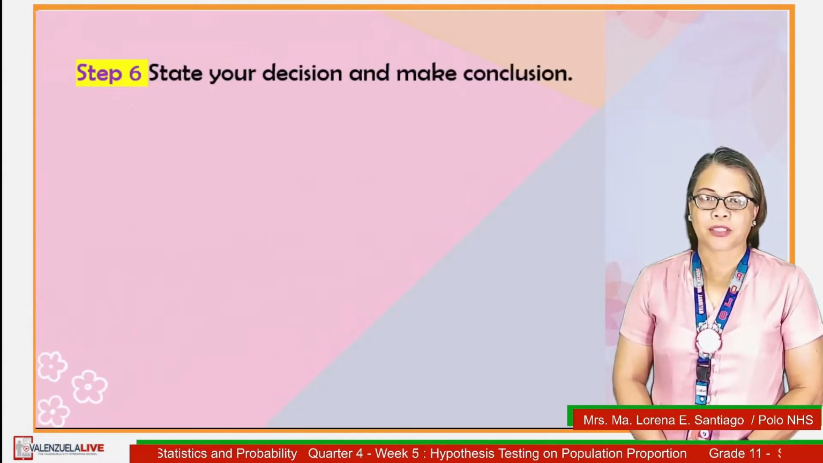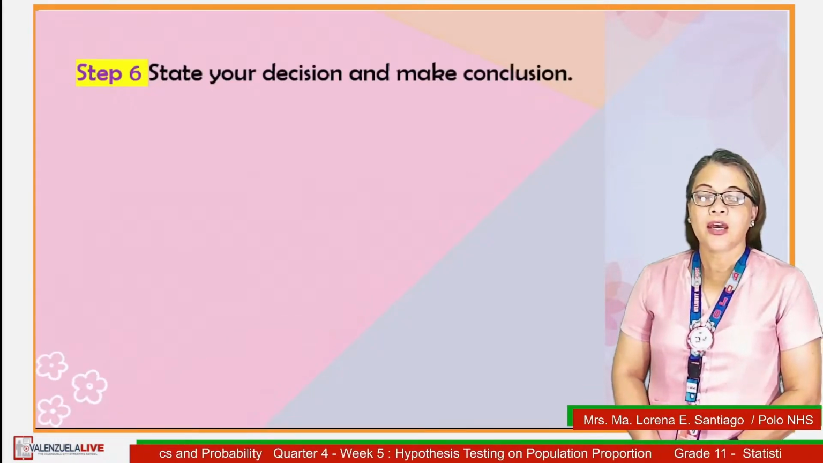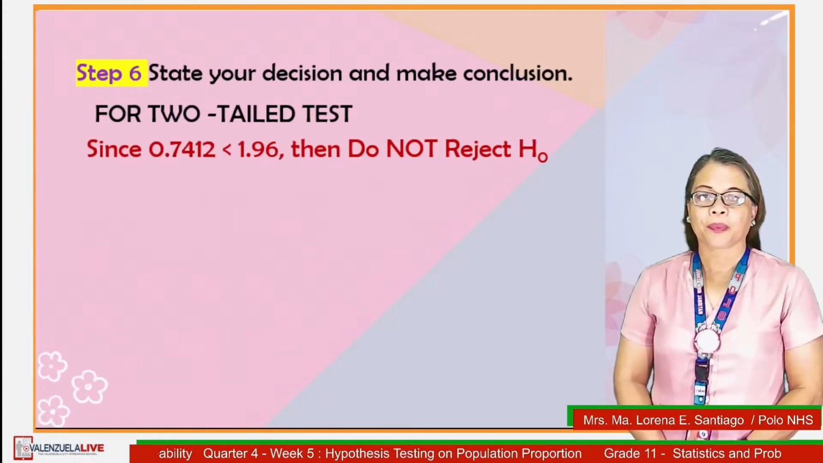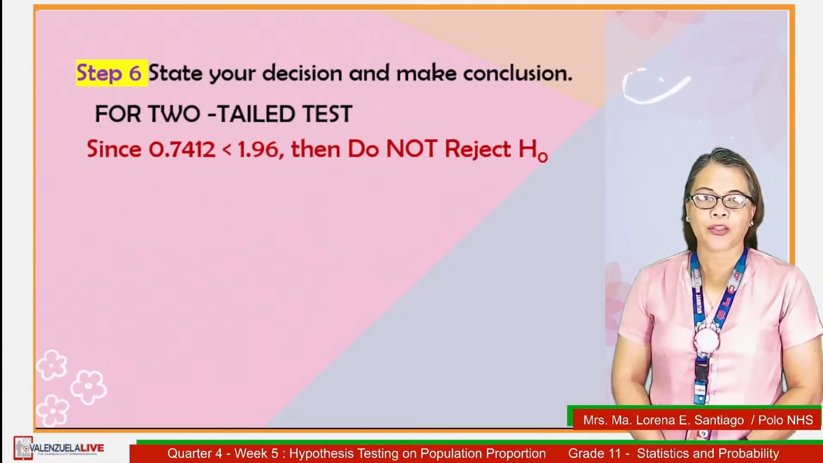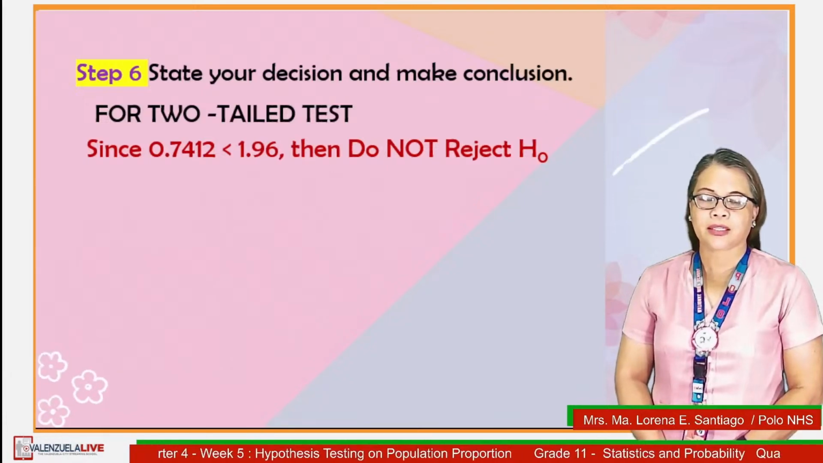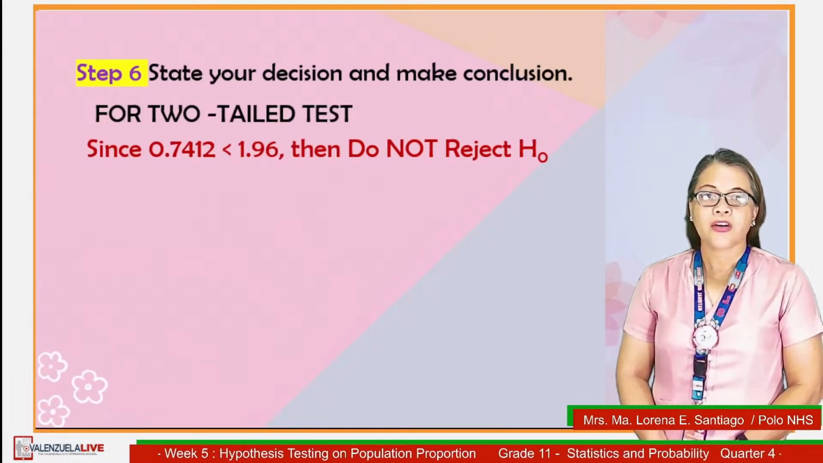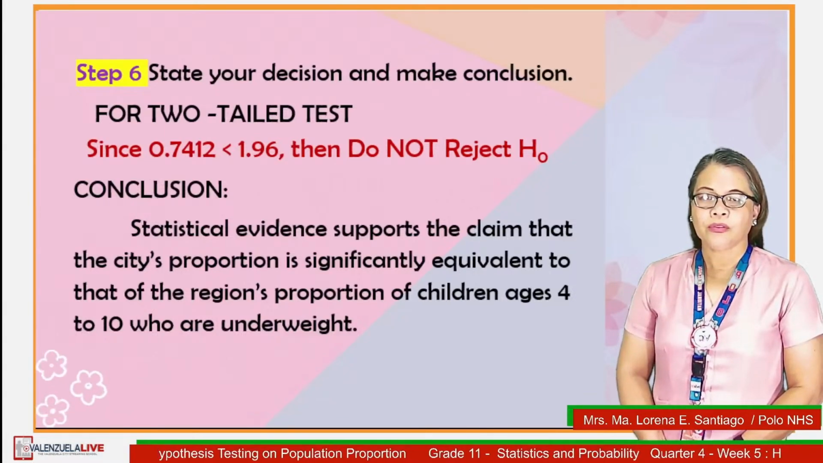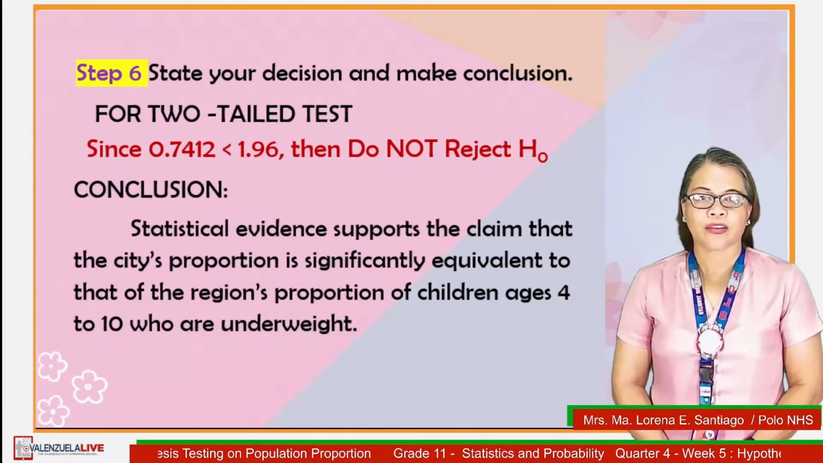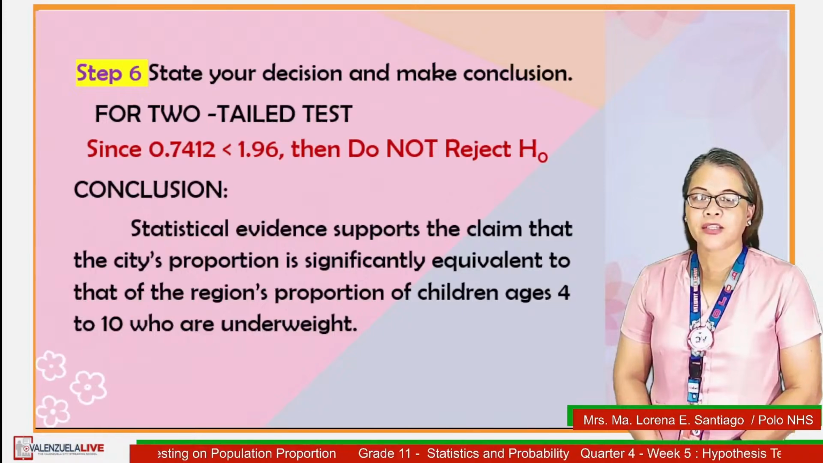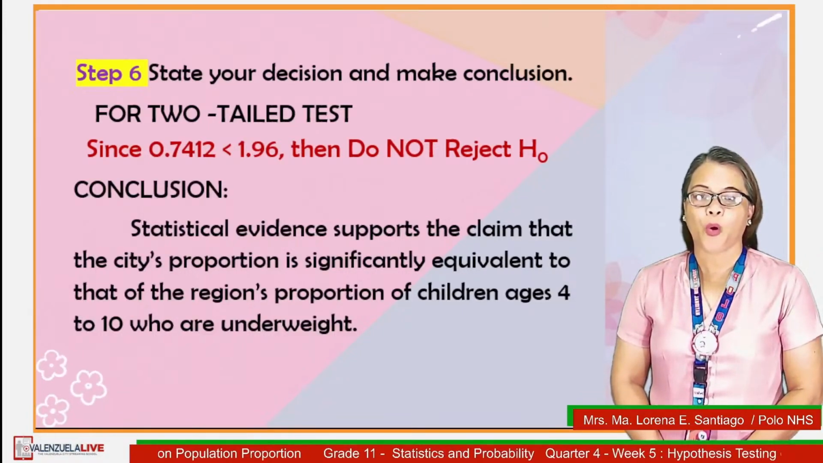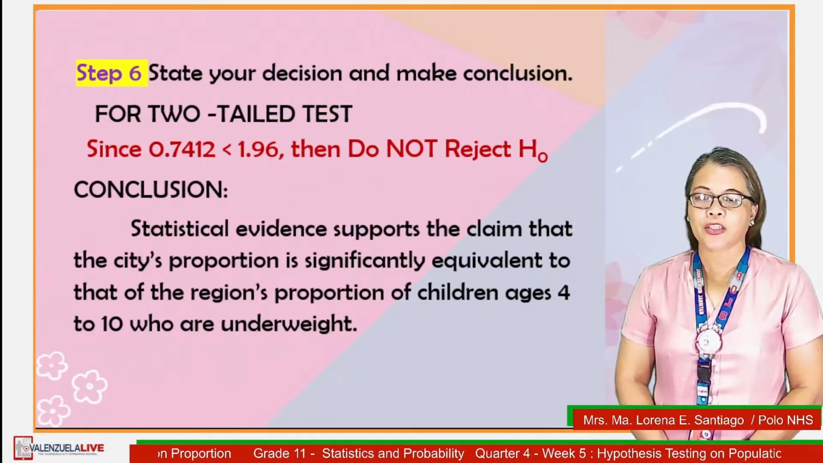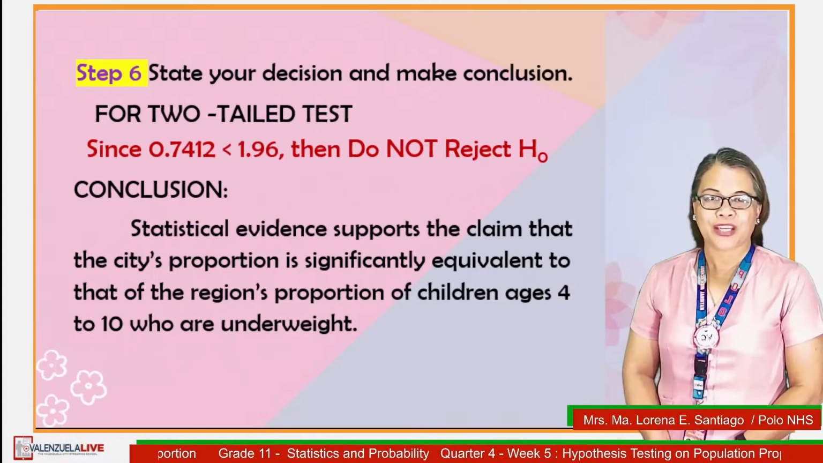Therefore, proceeding to step 6, which is to state your decision and make a conclusion. For the two-tailed test, since 0.7412 is less than 1.96, our decision is do not reject the null hypothesis. So, this gives us the conclusion that statistical evidence supports the claim that the city's proportion is the same as the region's proportion of children ages 4 to 10 who are underweight.